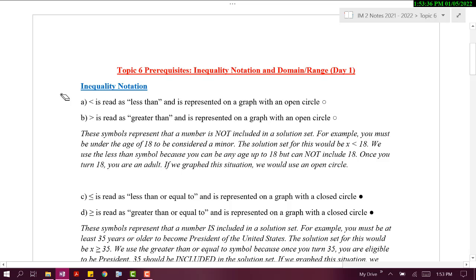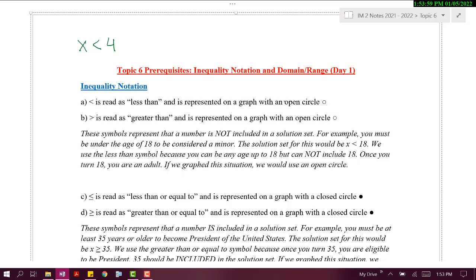We always read left to right, so x is less than 4. It's just the way that goes. It's comparing x to this number and all the other solutions. Also, when we graph them, they're open circles because they're just less than, they're just greater than. These symbols represent that a number is not included in a solution set.